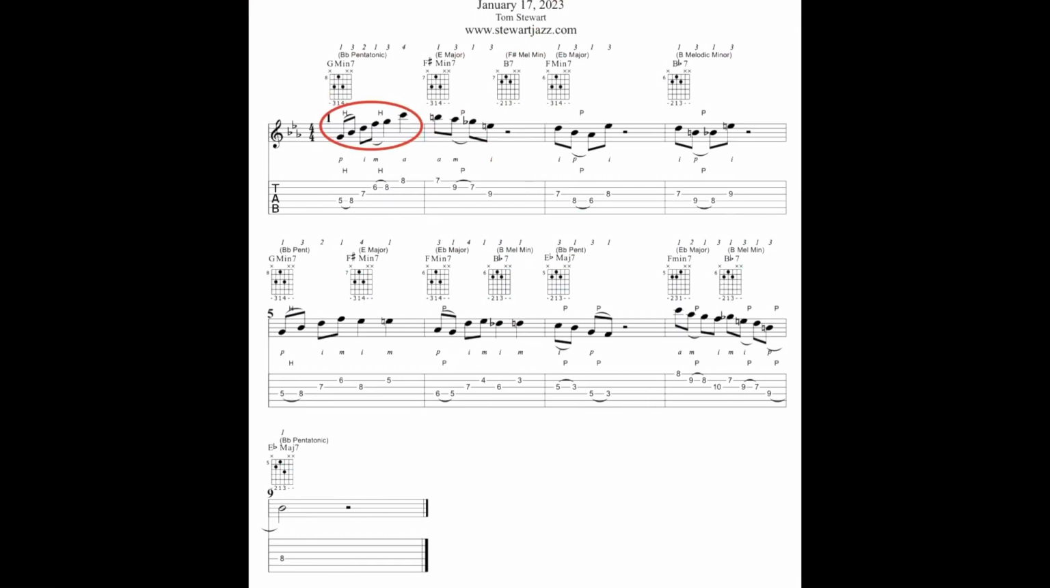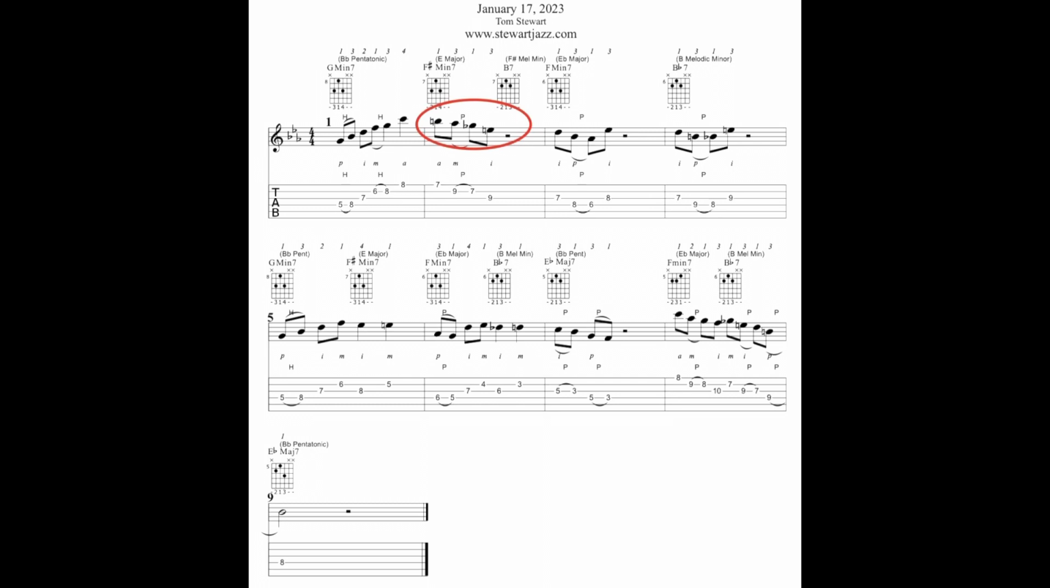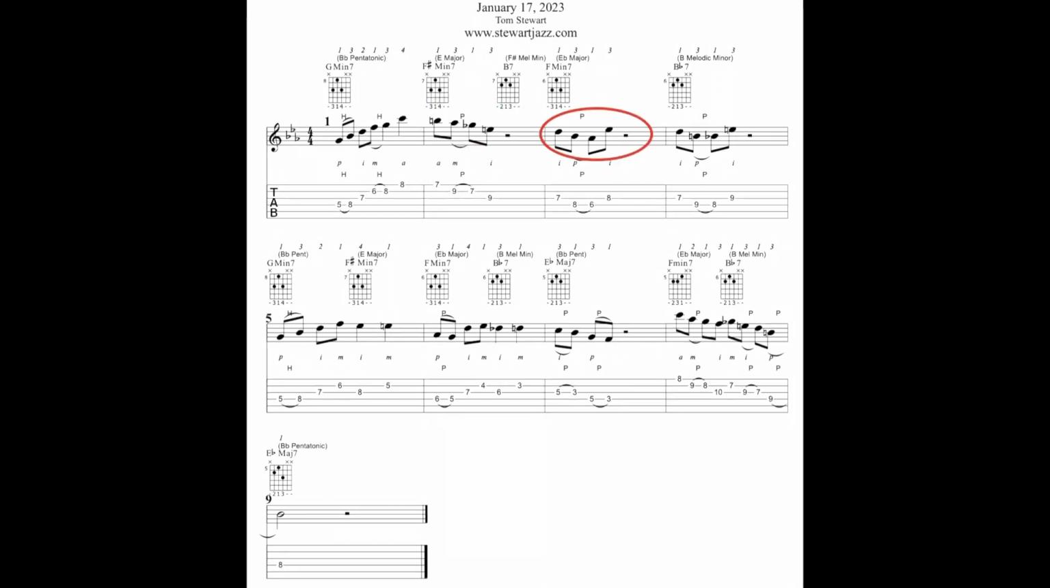I'd like to say a few things about the line. In measure 1, you've got the original motif. In measure 2, you've got a fragment of the original motif, meaning the beginning part of the original motif. In measure 3, you've got a fragment of the original motif.